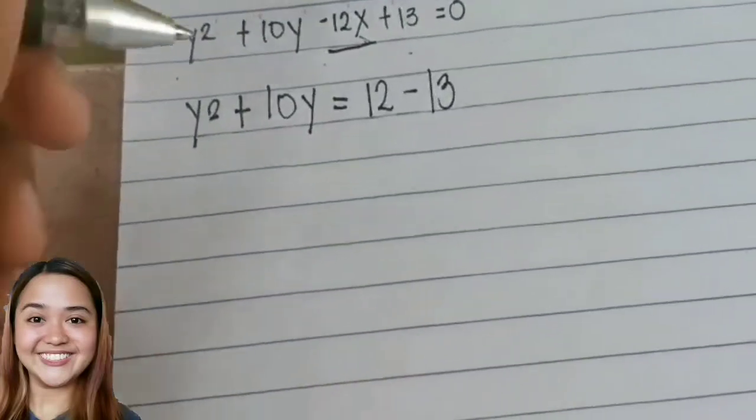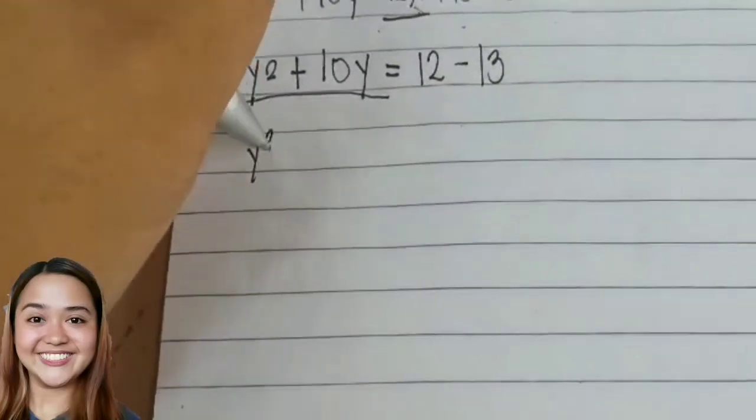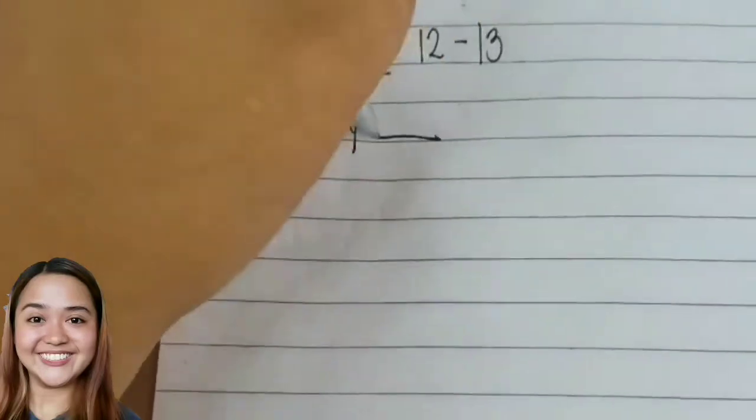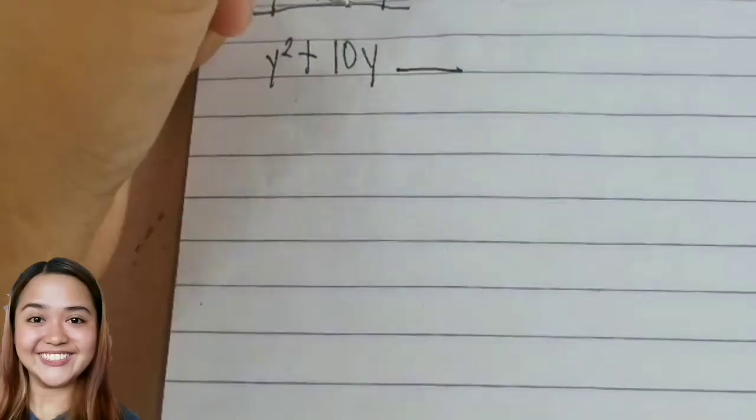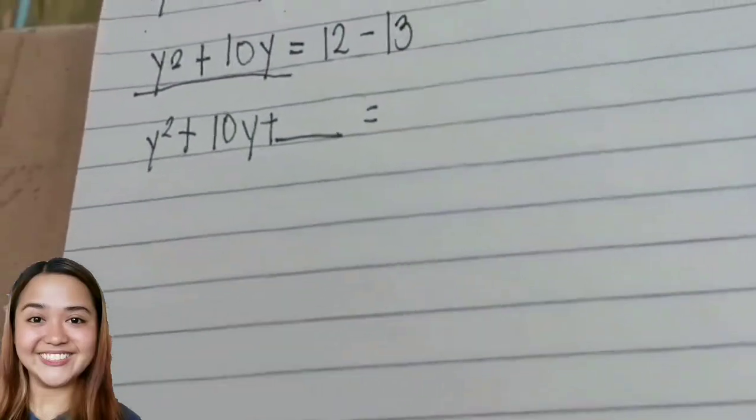Now, the next step is we're going to make this expression into a perfect square trinomial. So all we have to do is y squared plus 10y plus blank equals 12x minus 13. Whenever we add on the left side of the equation, we're going to add on the other side of the equation. So, divide the middle term by 2.